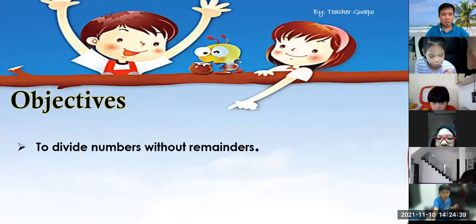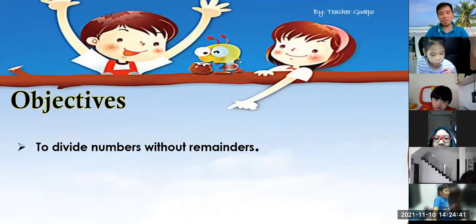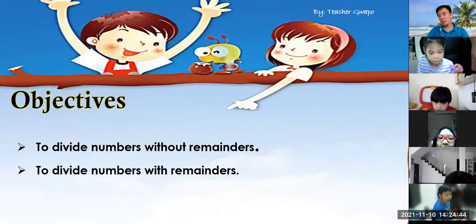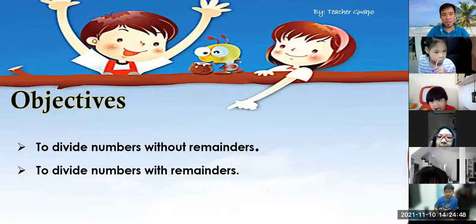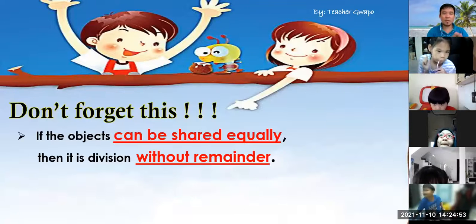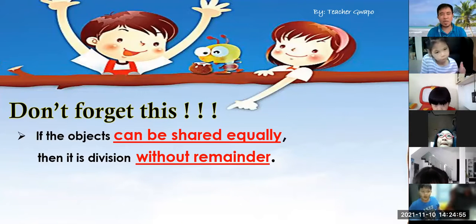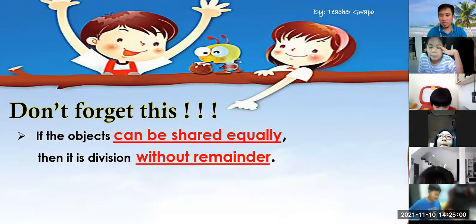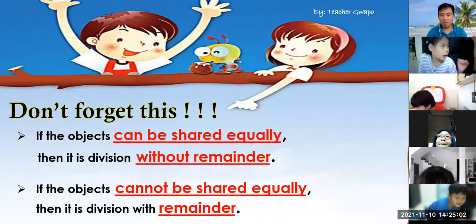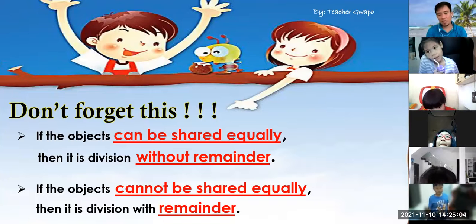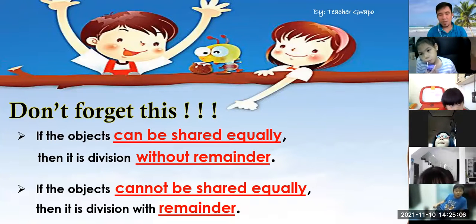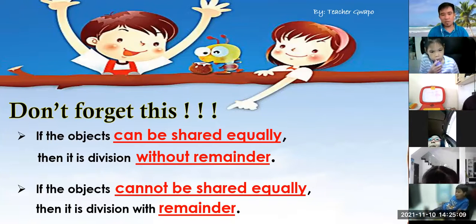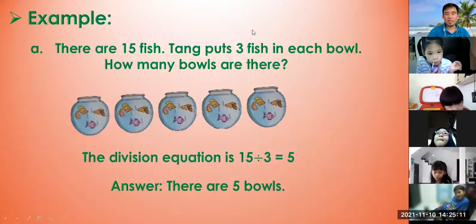Our objective is to divide numbers without remainders and to divide numbers with remainders. So only two. Don't forget that if the objects can be shared equally, then it is division without remainder. But if we cannot divide or share equally, that means this is the division with remainder. This is one of the examples.